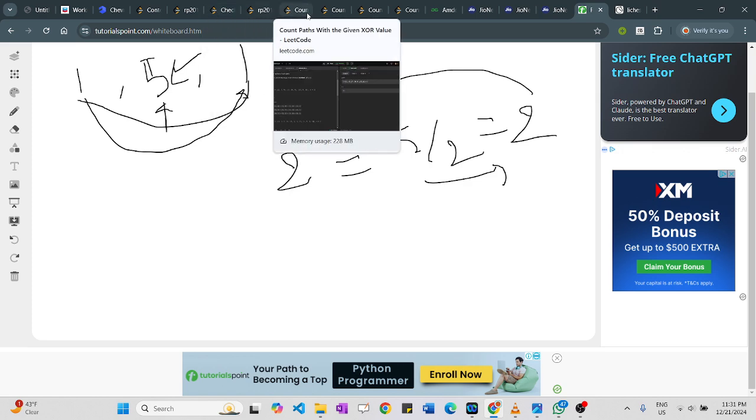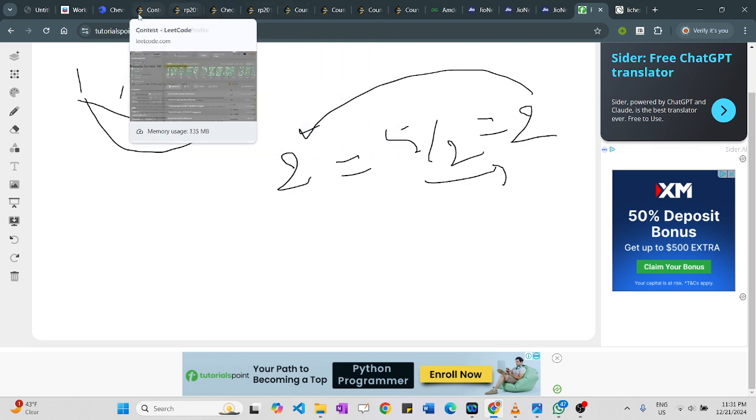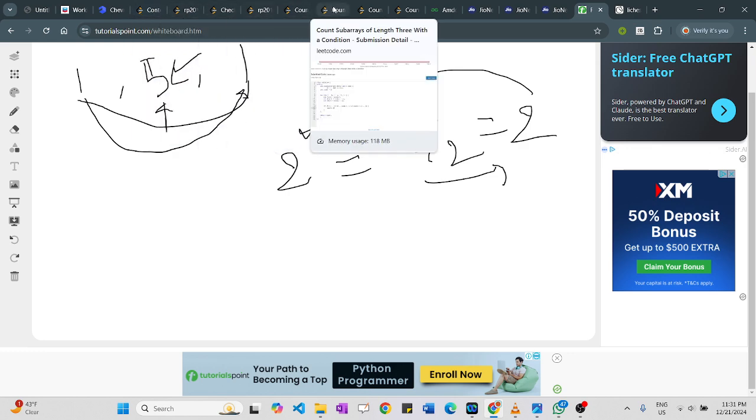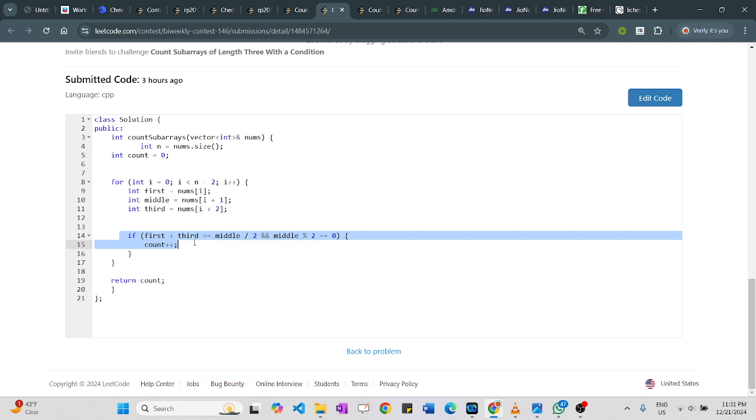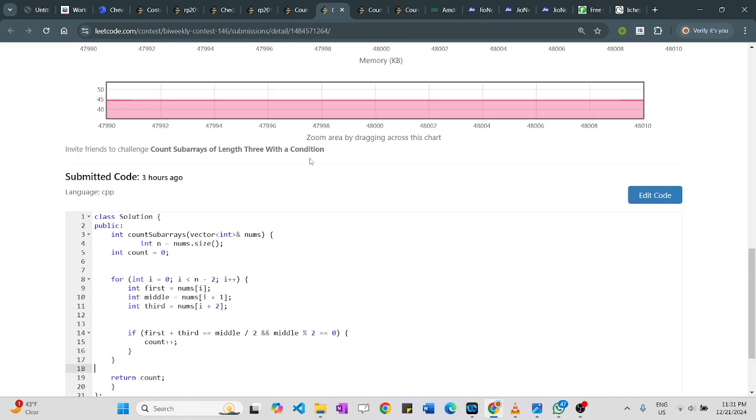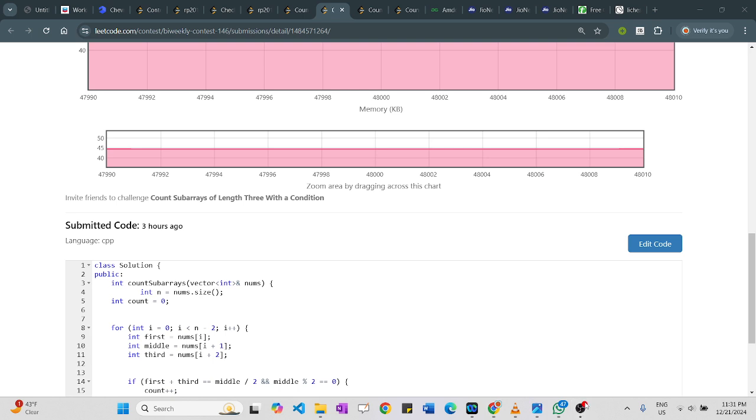I had made one mistake, I was not able to observe this thing. The middle one must be even, right? So if the middle one is even, then only we can do it, otherwise we can't. And then at the end we'll have to return the count. So I think this is from my side, and we have discussed all three problems. So yeah, thank you.